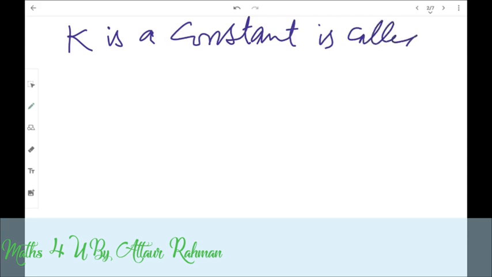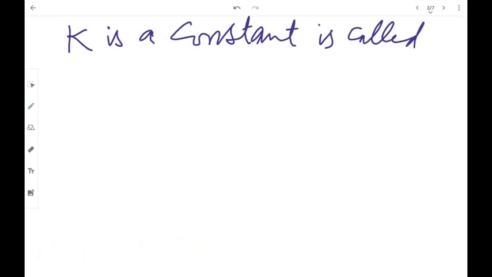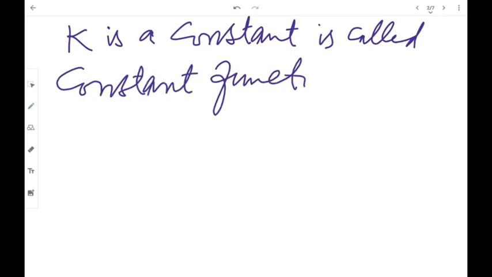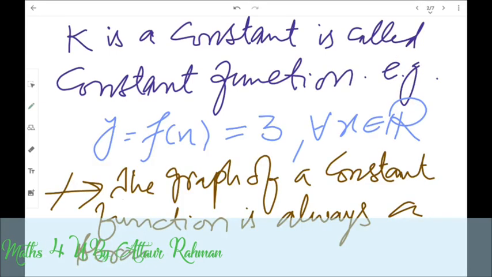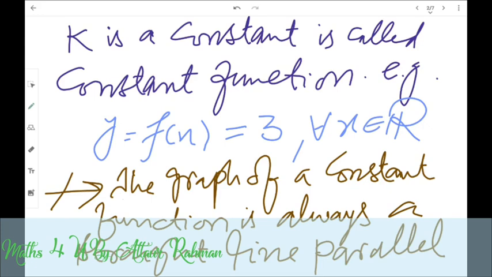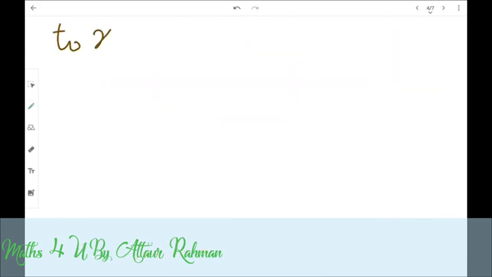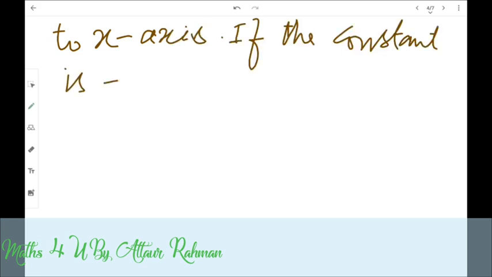That is, in a constant function, all the domain variables are connected to a single constant in the second set, that is, in the codomain. For example, y is equal to f of x is equal to 3, for all x belonging to the set of real numbers. The graph of a constant function is always a straight line parallel to the x-axis, and it is above the x-axis if the constant involved is positive, and below the x-axis if the constant is negative.